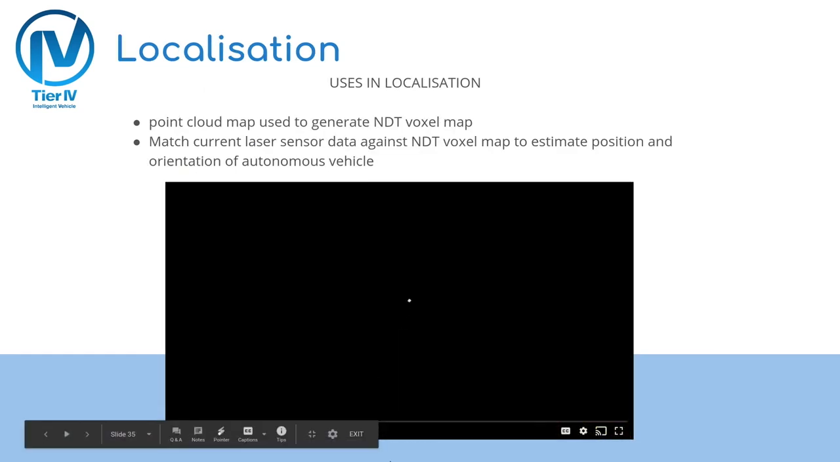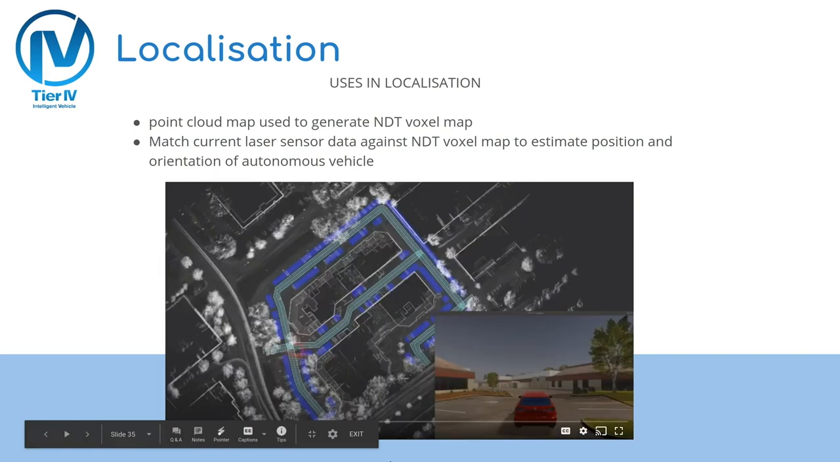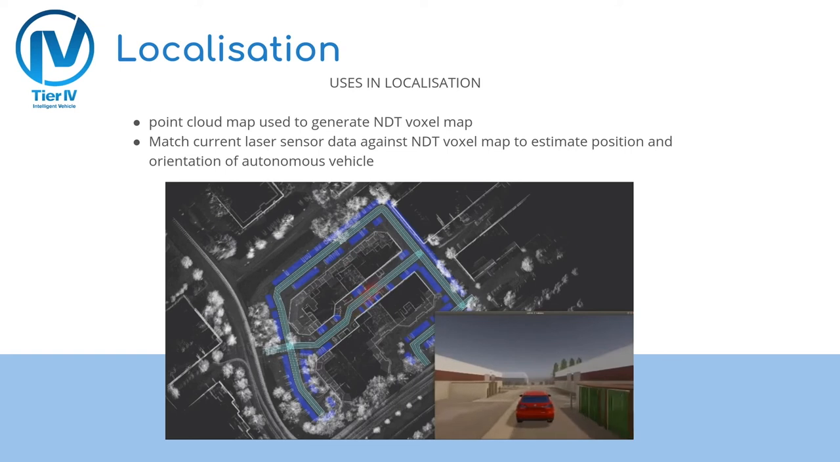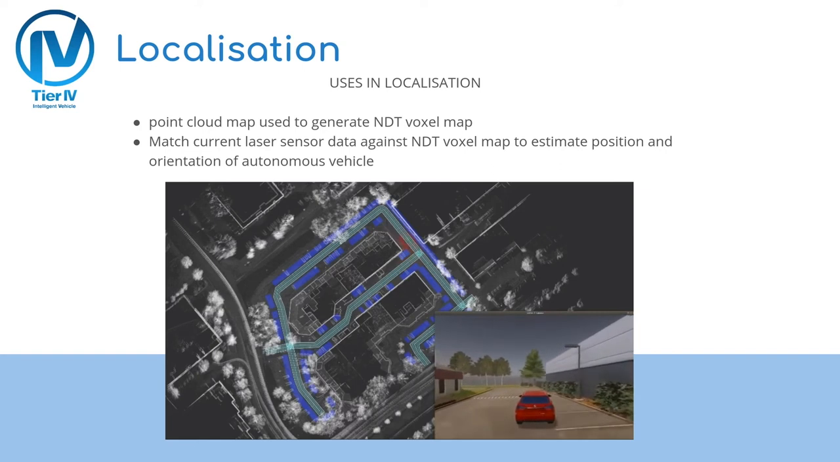Localization. As described earlier, the point cloud map is used to perform localization by generating an NDT voxel map and matching the current laser sensor data against the NDT voxel map to estimate the position and orientation of the autonomous vehicle. In this video, we can see the autonomous vehicle's simulated laser data as the red point cloud moving in the middle of the map visualization. Here, Autoware is matching the red LiDAR data against the NDT map constructed from the white point cloud.